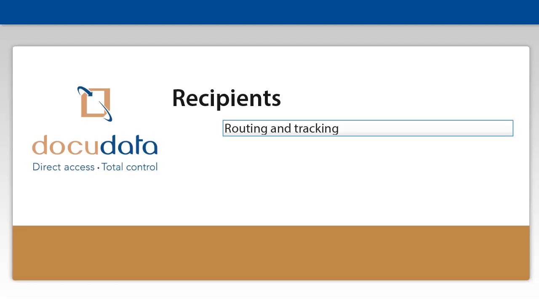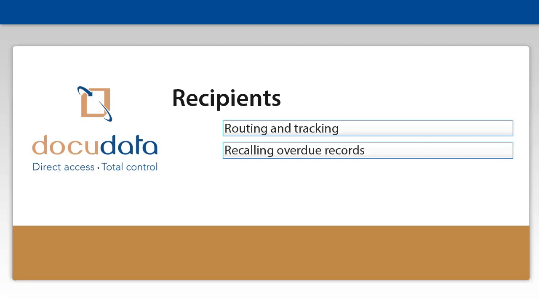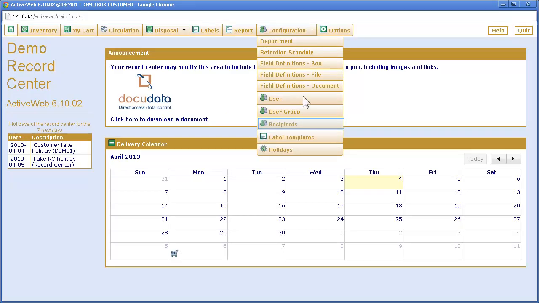If you wish to do so, though, you may request that the record center limit your recipients to a list of pre-authorized recipients. The module that we are about to see permits you to define these lists of recipients, and it also permits us to issue emails recalling overdue items. Select Recipients from the Configuration tab.